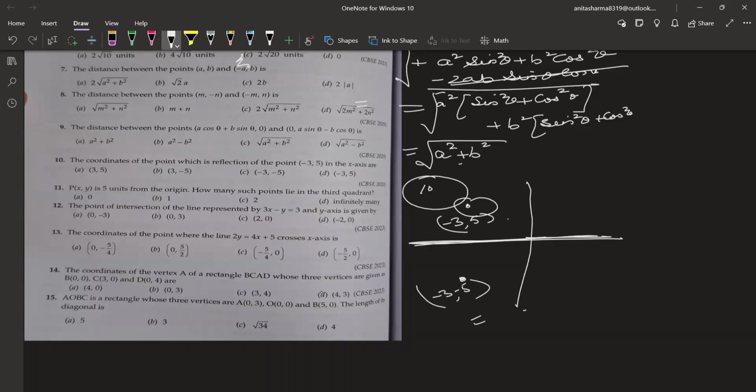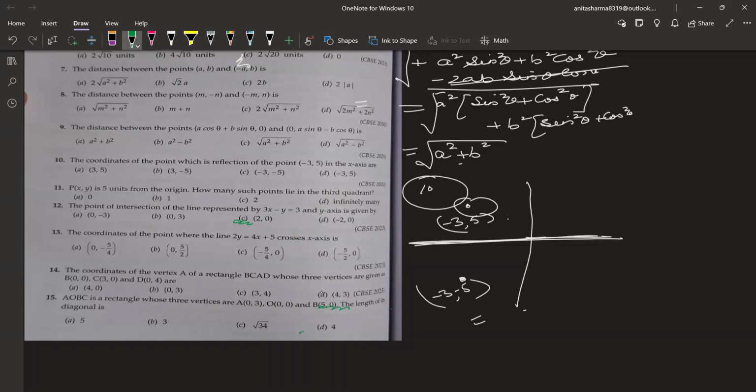The point of intersection of the line represented by 3x minus y is equal to 3 and the y-axis. What do you mean by intersection? The point where they meet. Yes, the point at which they will meet. So they will meet at the y-axis. So it means the x coordinate will be 0, right? Yes, ma'am. That's one. So you can cancel C and D.